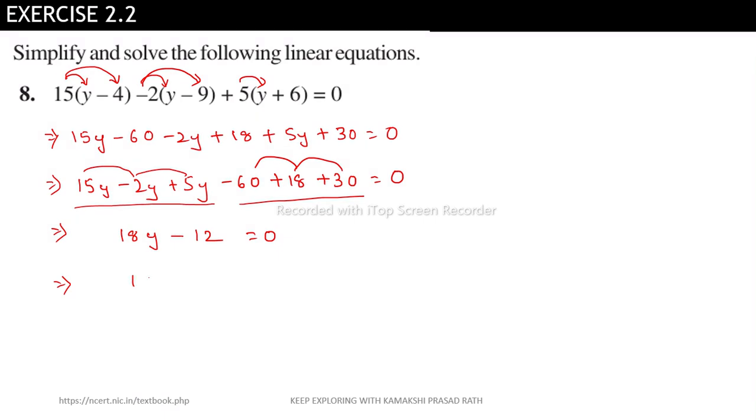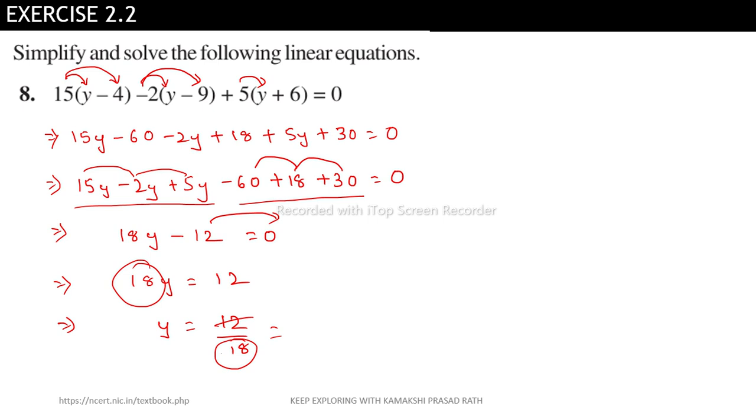So 18y minus 12 can be written as 18y equals 12. Minus 12 is shifted, so it becomes plus 12. Next, 18y is 12, so y becomes 12 by 18. 18 is multiplied on the left, so 18 is divided on the right.